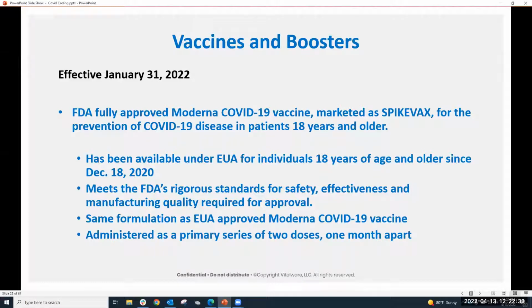What they mean when they say it meets the FDA's full approval is just that it meets the rigorous standards for safety, effectiveness, and manufacturing quality that's required for the approval. And this is administered as a primary series of 2 doses 1 month apart.